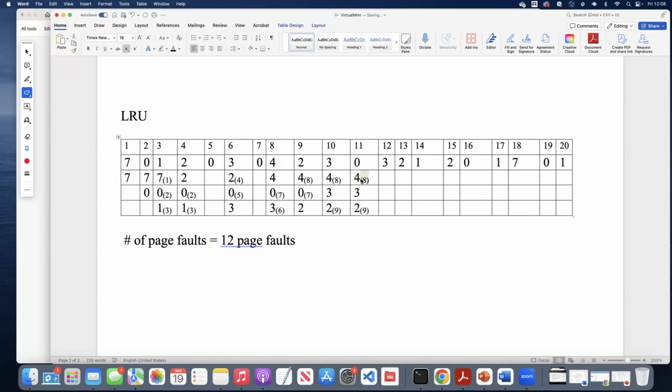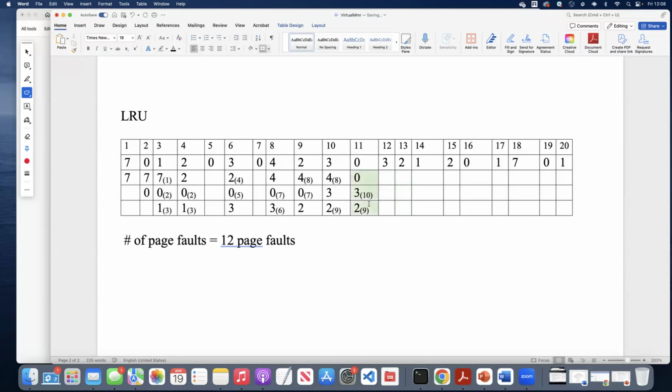Now page 4 is accessed at time 8, and page 3 is accessed at time 10. Page 2 is accessed at time 9. Now page 4 is selected as the victim page. Page 0 replaces page 4. And then page 3 is needed. Page 3 is in the memory. Page 2 is in the memory.